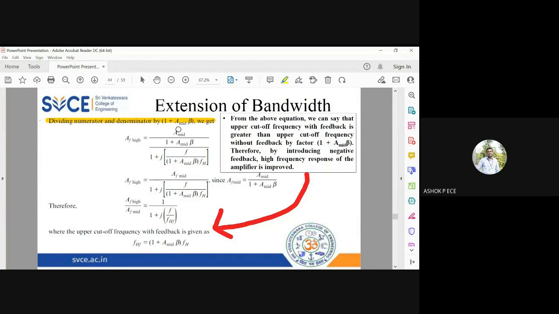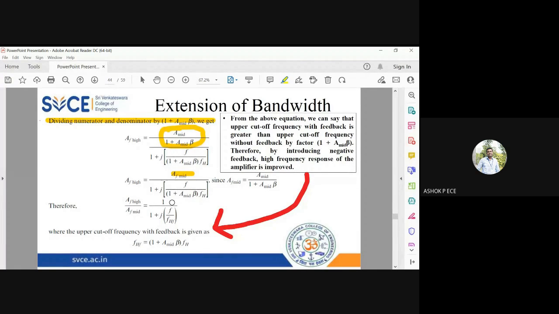So the numerator is A_mid by (1 + A_mid β), divided by 1 + j times f by ((1 + A_mid β) fh). You know A_mid by (1 + A_mid β) is A_f,mid. And this term is 1 + j times f by ((1 + A_mid β) fh).